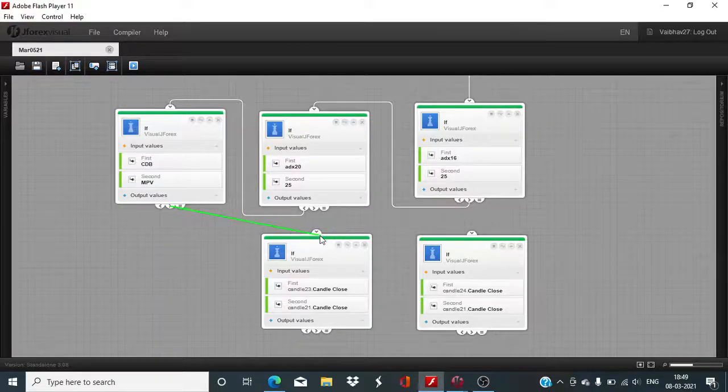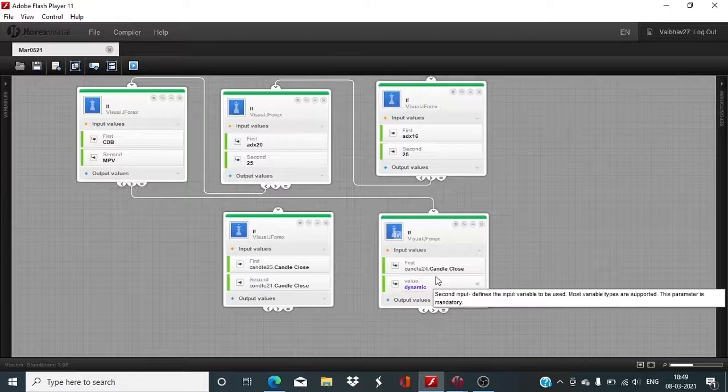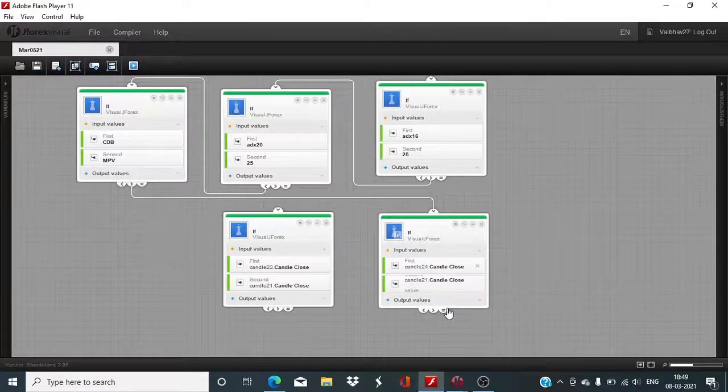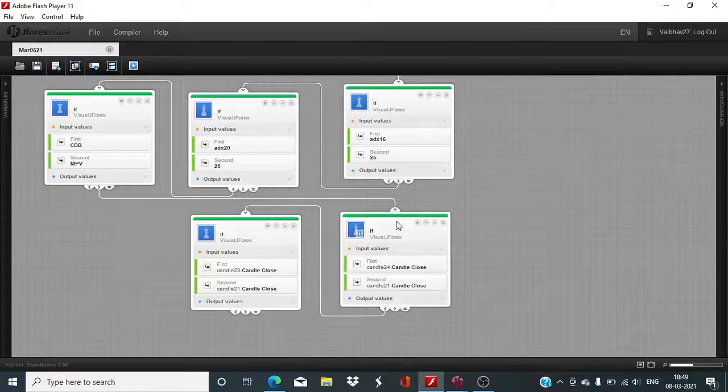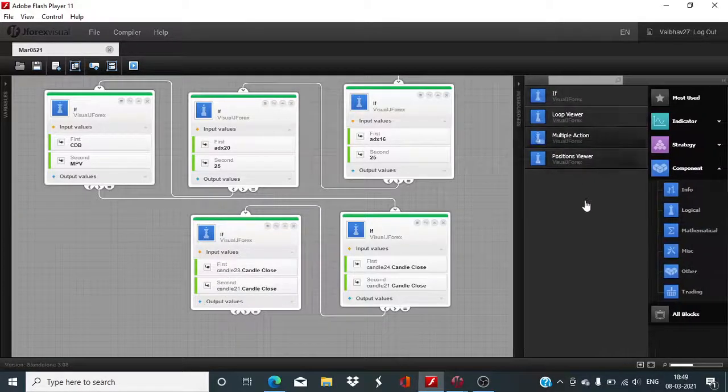Here first input greater than second input. Candle 24 has look back period of 2, shift value of 2, so it should have closed lower. First input less than second input, and then here candle 23, which has a look back period of 1, should have closed higher. So first input greater than second input.